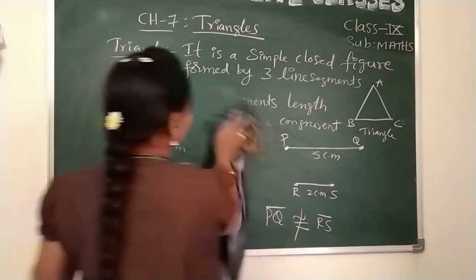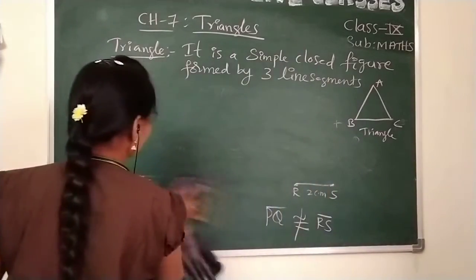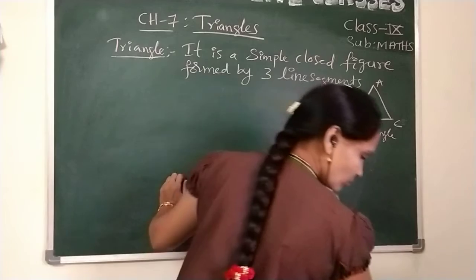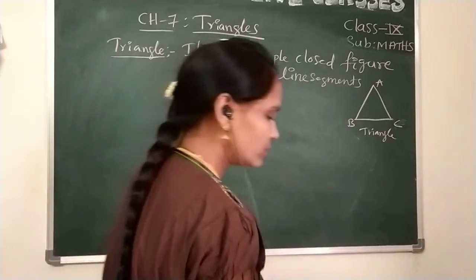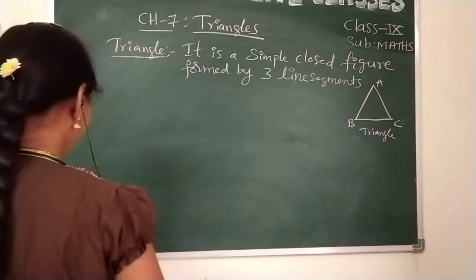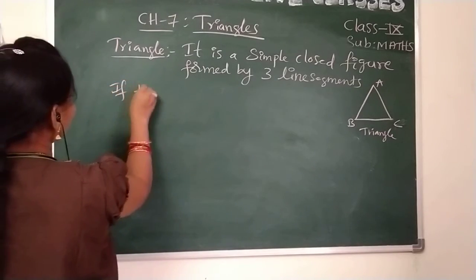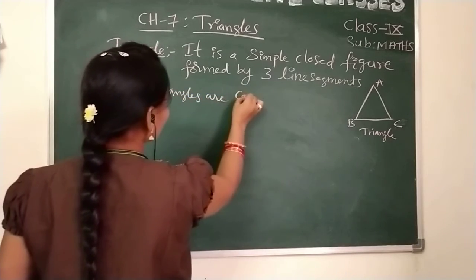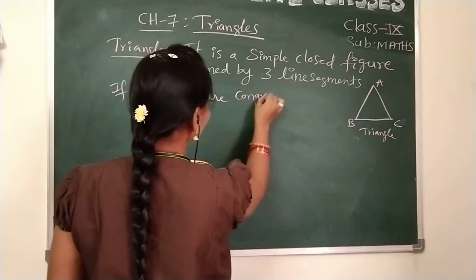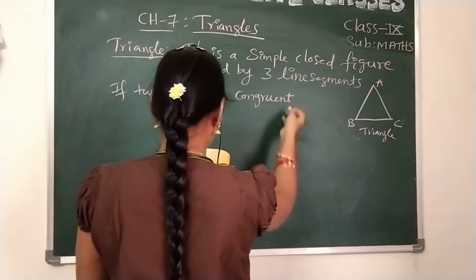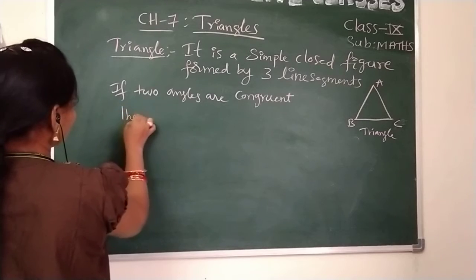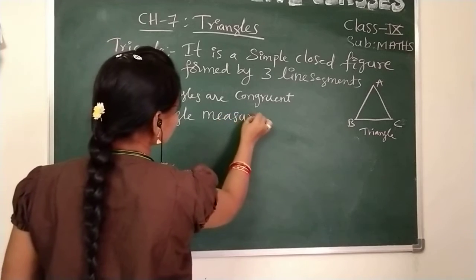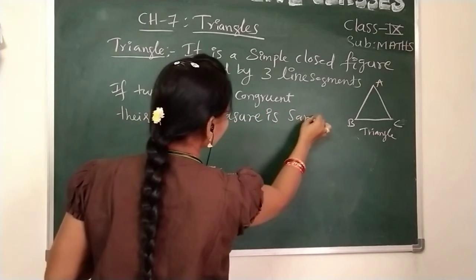If two angles are congruent, their angle measure is the same. How can we see it?